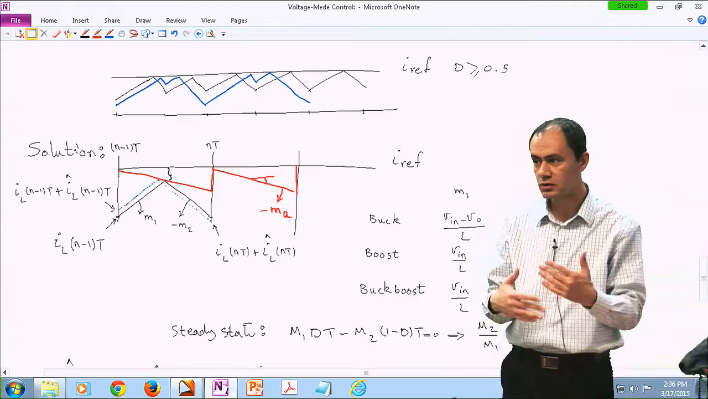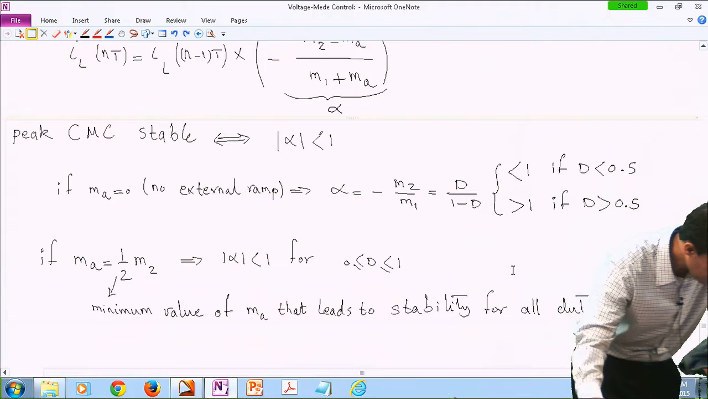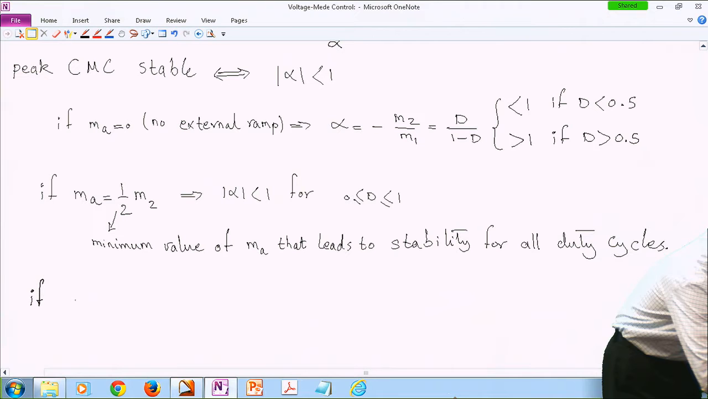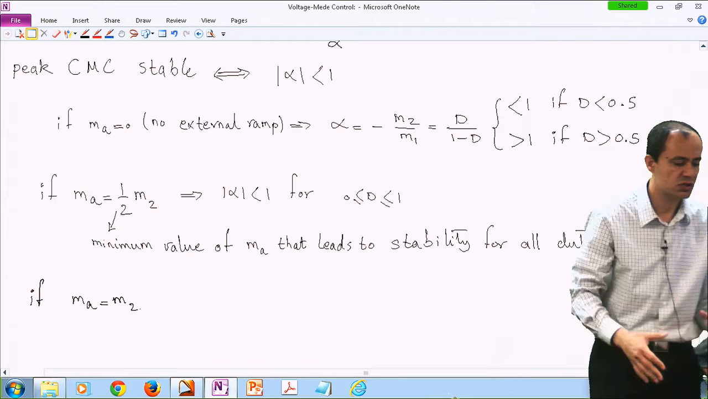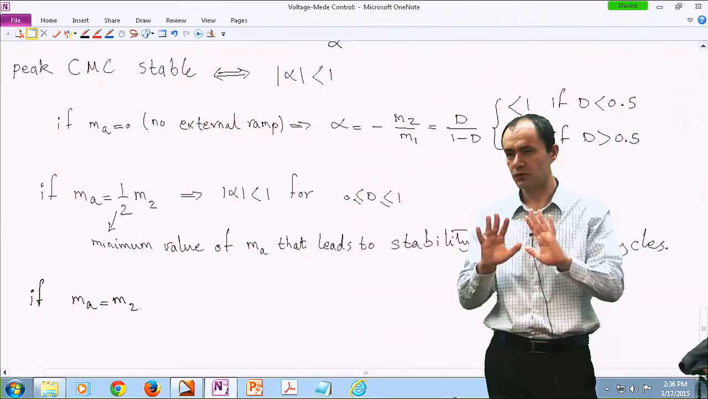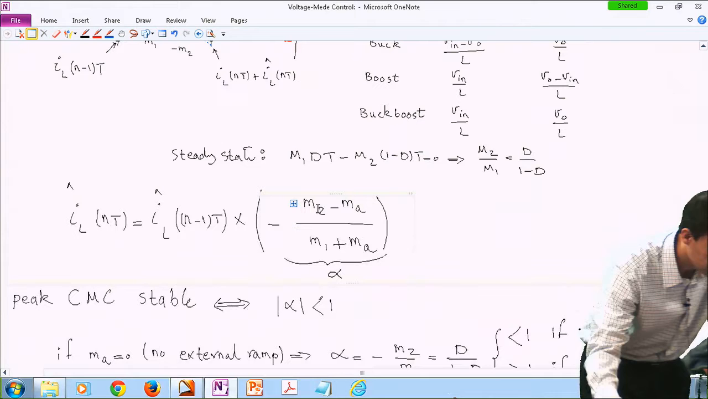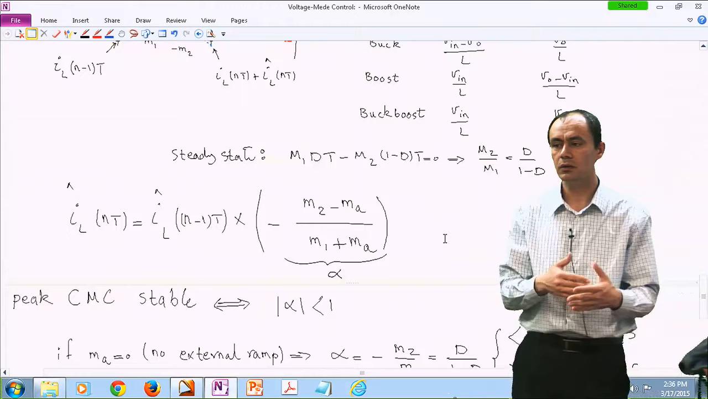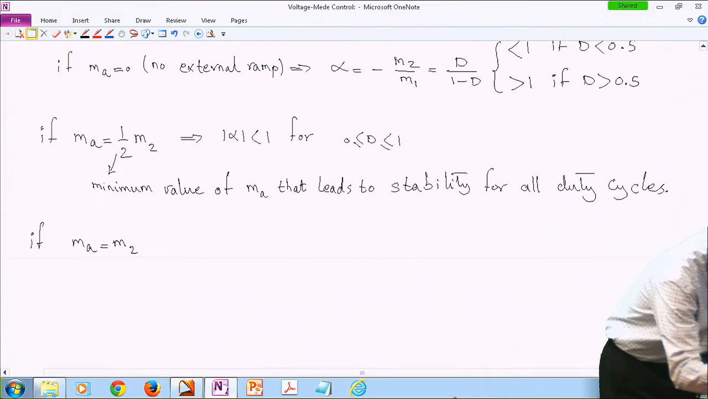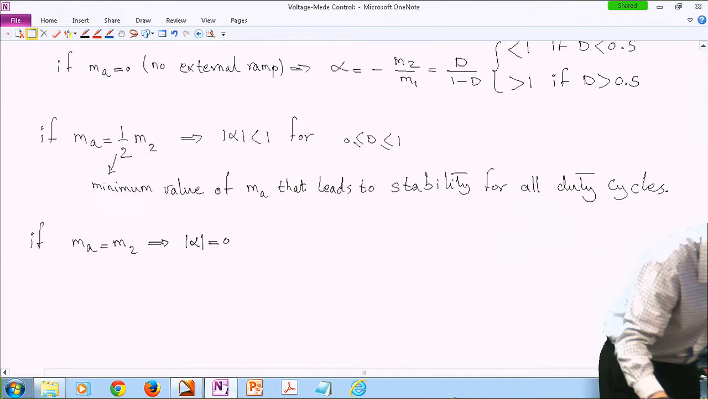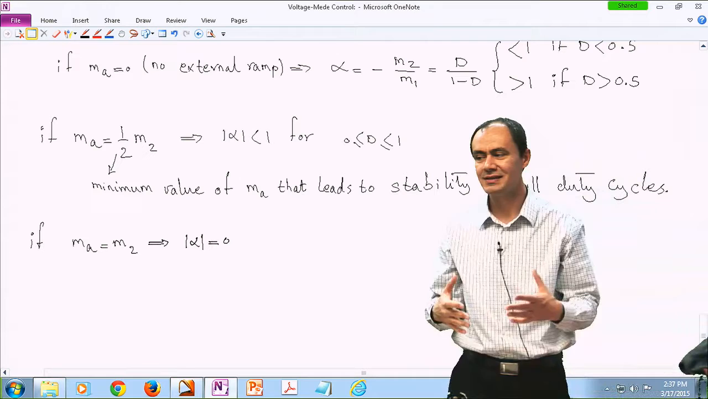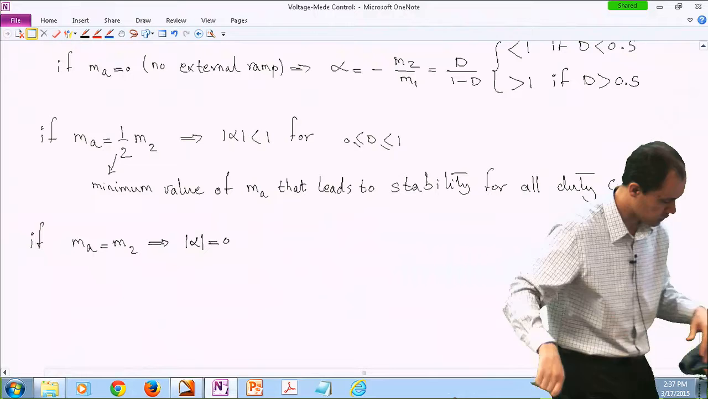All right. There is an interesting observation here. If we choose the auxiliary ramp to be equal to M2, first of all, it's larger than half of M2, therefore stability is guaranteed. But if you look at the expression for alpha, on the numerator we have M2 minus MA. If I choose MA to be equal to M2, alpha becomes 0. This is an interesting thing in control. That means no matter how much your initial disturbance is, at the end of the cycle, your disturbance is zero. It's called a deadbeat control.